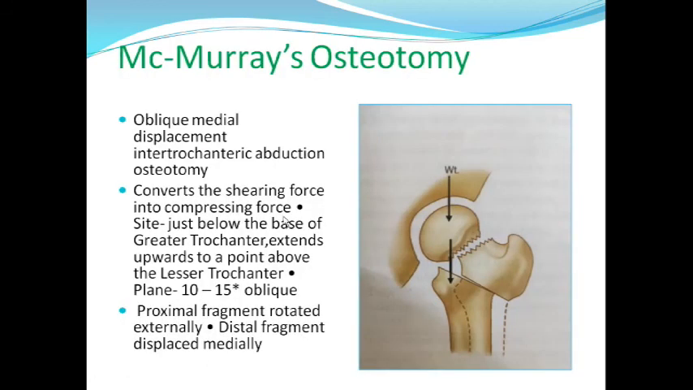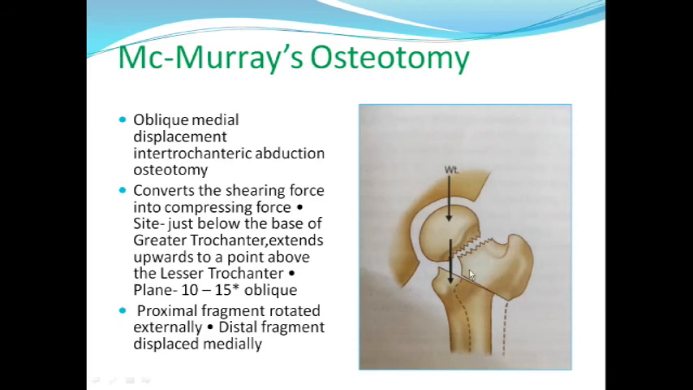Now there are different types of osteotomy. We'll talk about three osteotomies. First one is McMurray's osteotomy. So what do we do here? What is the purpose, what is the principle behind doing this? It converts the shearing force into compressing force. Shear force is converted to compressive force, and when the compressive force is applied, it accelerates union.